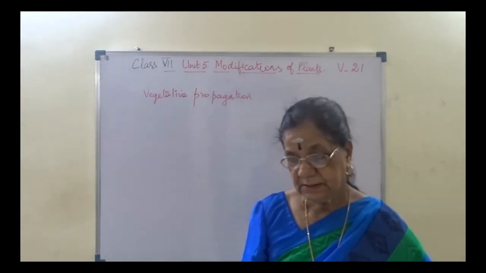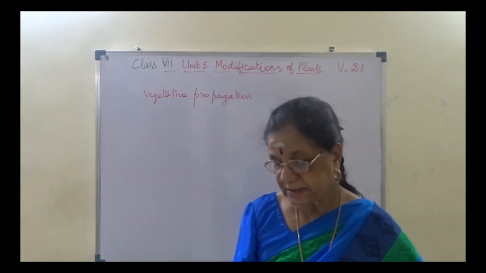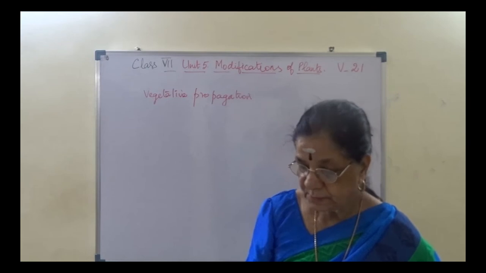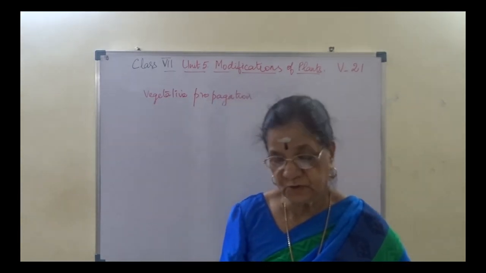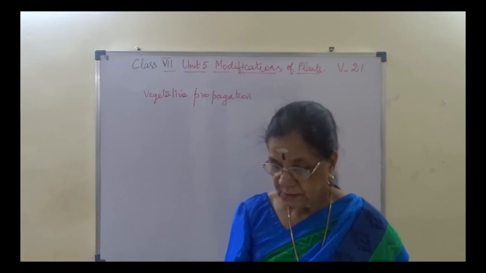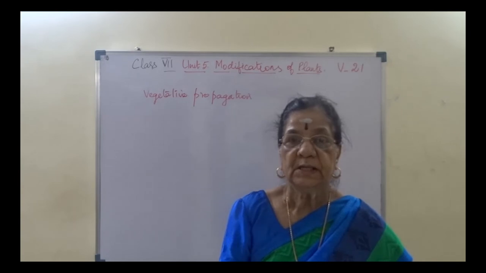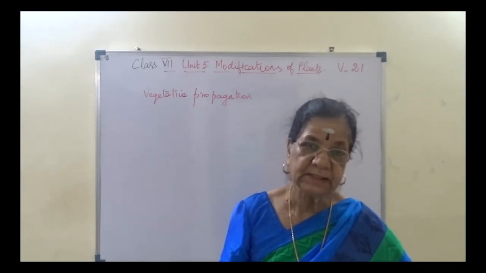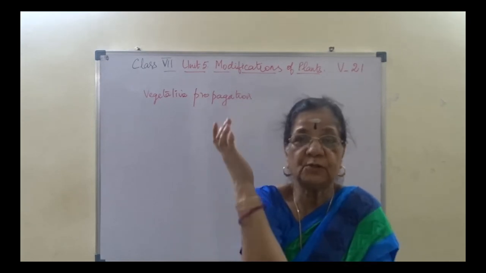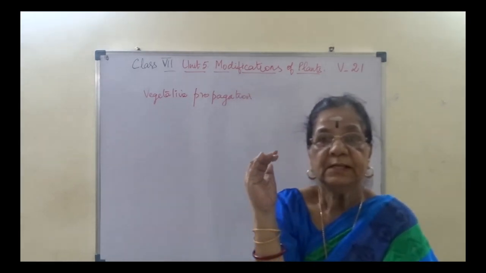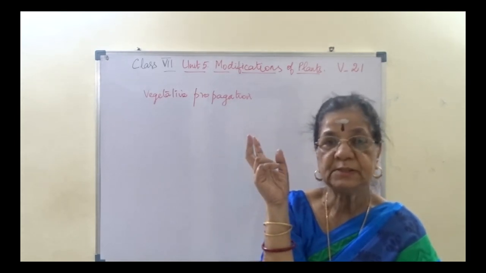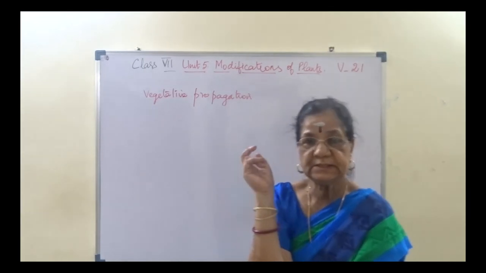Sexual reproduction is the mode of reproduction in which male and female gametes fuse together to form a zygote. The zygote gradually divides to form a new organism. Then you should know the difference between sexual and asexual reproduction. Asexual reproduction: single parent involved, no formation of gametes, no variation occurs. Whereas sexual reproduction: two parents involved, formation of gametes, and variation will occur.